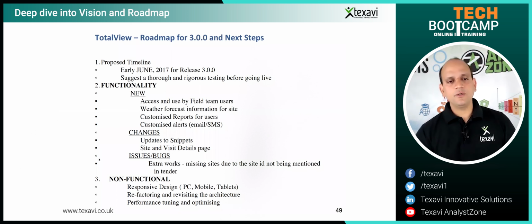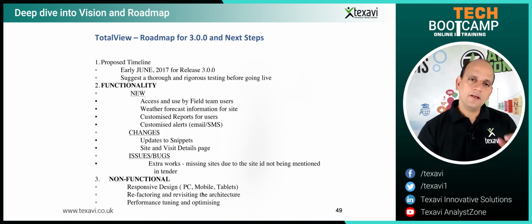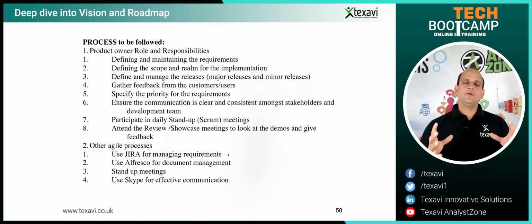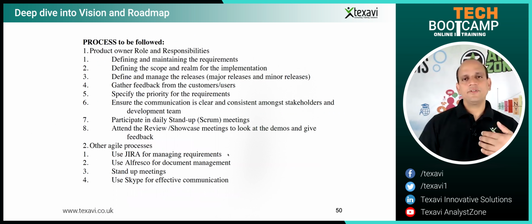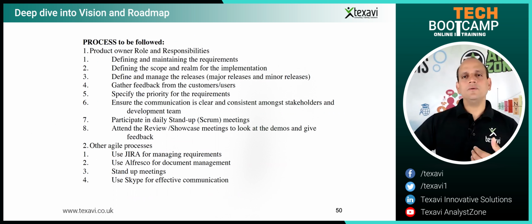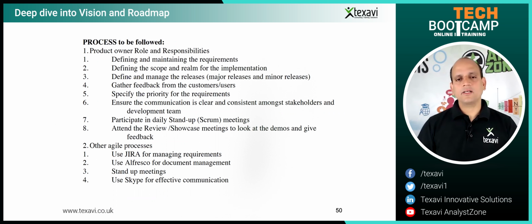So we get to see that there's functional stuff, there's a non-functional aspect of it, refactoring, performance tuning, and so on. This is again the roadmap. What I'm trying to say here is that we're trying to come up with what we want to do within the new release and in the next few versions of the build of the product. That's what we need to mention clearly in the roadmap.